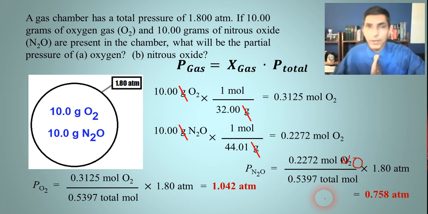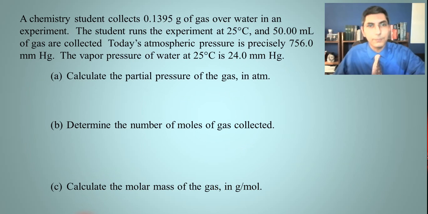Now let's check our work. Do the two partial pressures add up to the total pressure? 1.042 plus 0.758. Sure enough, that's very, very close, if not exactly the same as 1.80 atmospheres. So that means we did something right here. That's good. Now, let's try one more example.